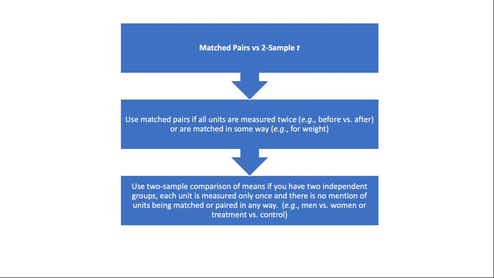For instance, if you apply a topical cream on your skin and then test the effects of that cream a few hours later, you are the same person. Those events are not necessarily independent. Contrast that with using two-sample comparison of means. We use that when we have two independent groups and when each unit is measured only once, and there is no mention of units being matched or paired in any way. For instance, men versus women or treatment versus control.